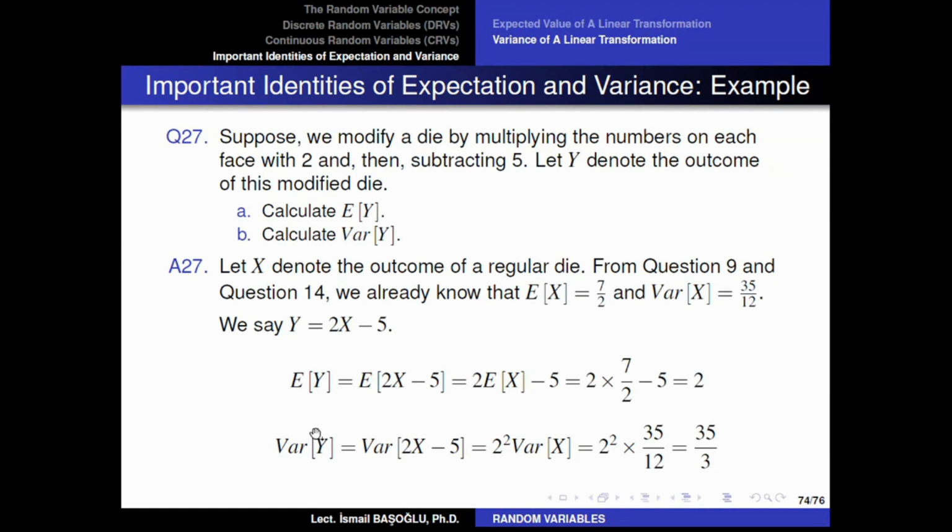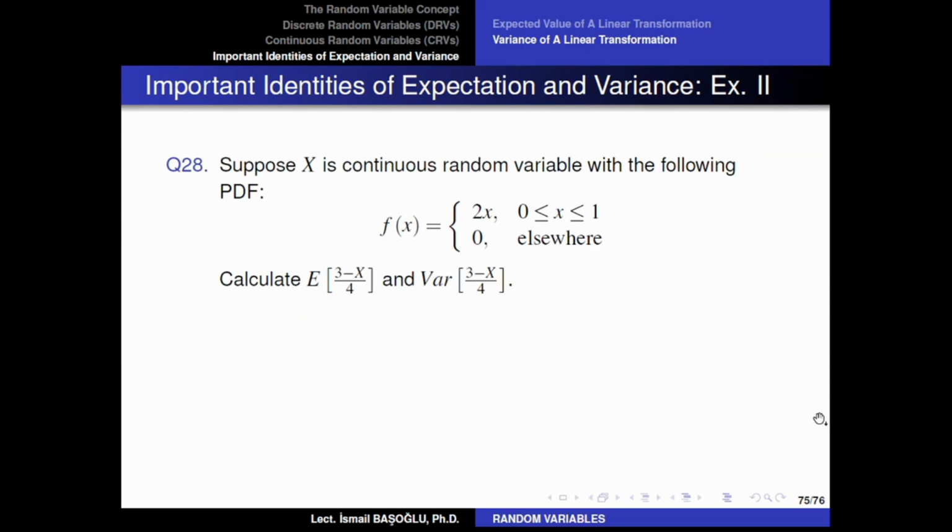So the variance of this modified die is going to be 4 times larger than the variance of the original die, because we are simply multiplying the values with 2. So that's actually a simple explanation of the linear transformation and how the expected value and the variance can be calculated through linear transformation for some random variables. And we are just going to do the same for this random variable here.